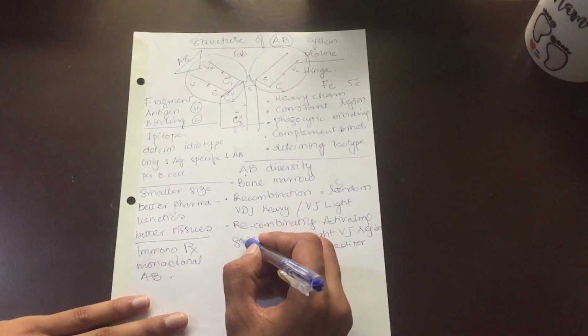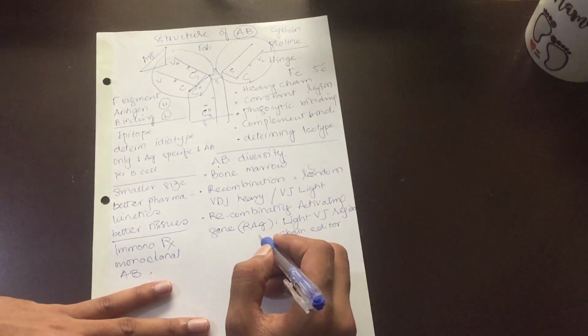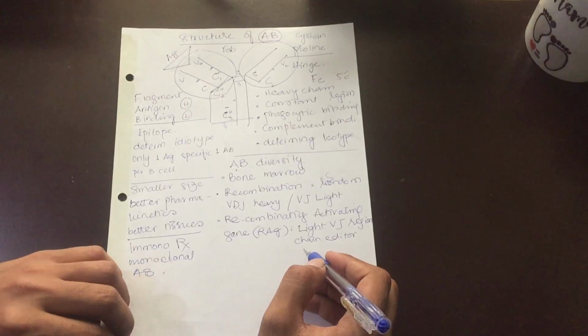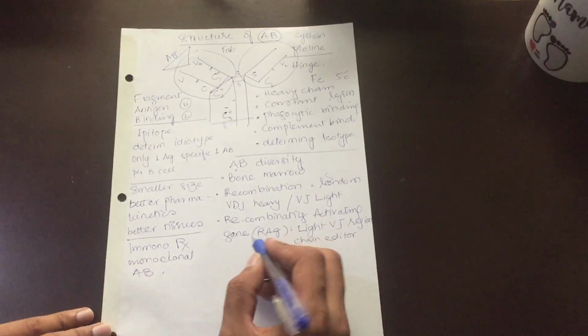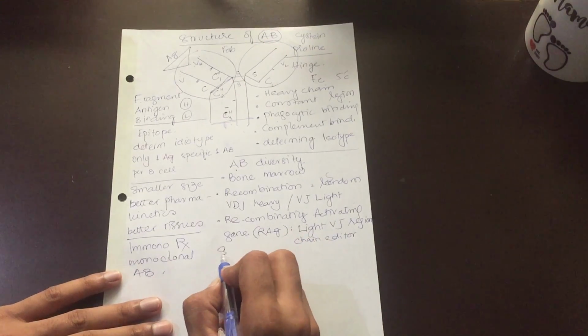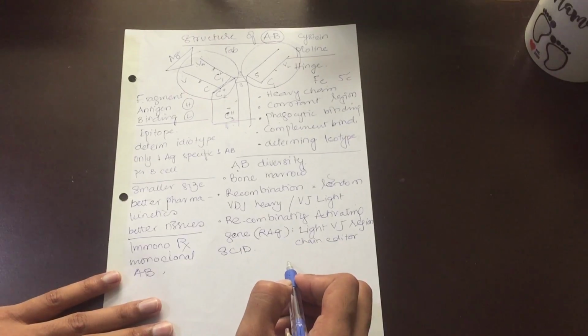So if this RAG gene is deficient, or the RAG gene is mutated, then we have a condition known as severe combined immunodeficiency.